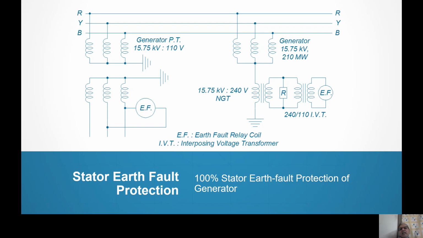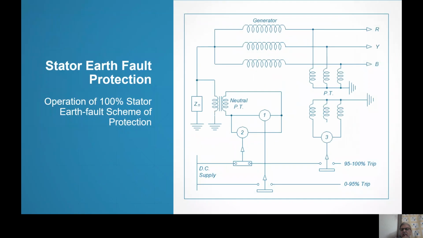So we have connected the reactor as per our requirement, and then we connect one interposing VT, voltage transformer, interposing PT, and across that we connect an earth fault relay which is sensitive to third harmonic. It measures only third harmonic voltage. It rejects all other frequencies. Whereas an earth fault relay across generator PT measures only fundamental and rejects all other frequencies.